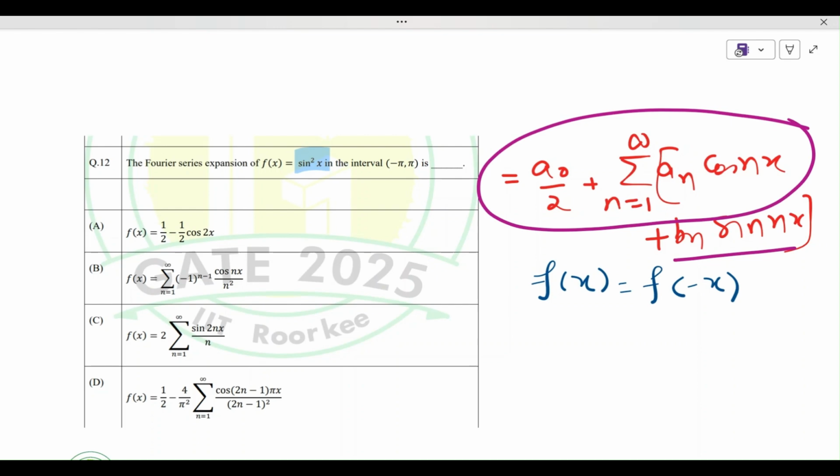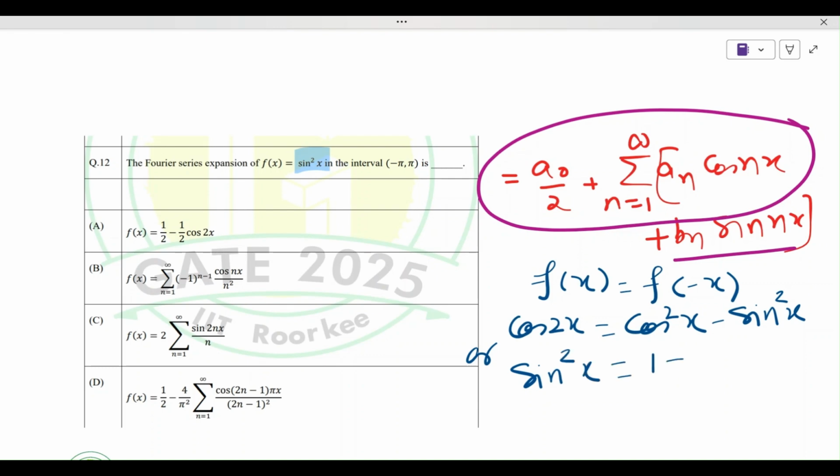Right? So let us discuss now the formula we can apply for sine square x in terms of the trigonometric function cos 2x. We know that cos 2x equals cos square x minus sine square x, and we know that sine square x is 1 minus cos 2x by 2. Okay, so there is a trick. What is the trick? You can see sine square x is already expanded in terms of cos, and you just check it out here.